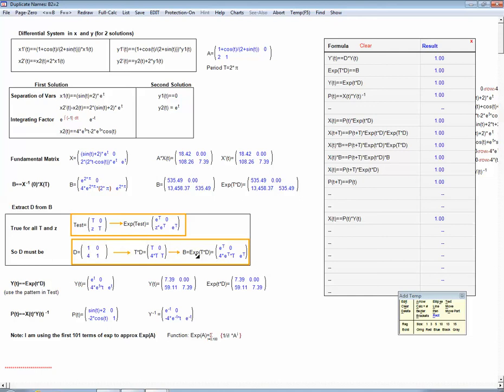Remember, B has to be exp of big T times D. And again, down here, how do you get y of t? Well, we know it's exp of little t times d. And we go up and plug that back into this formula, and that comes out to be this thing here. So I think that's it.